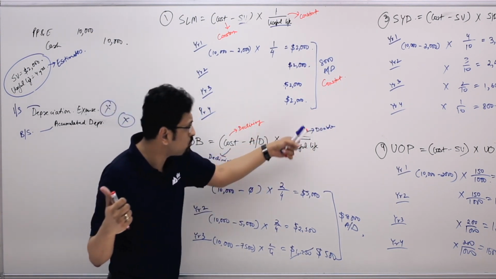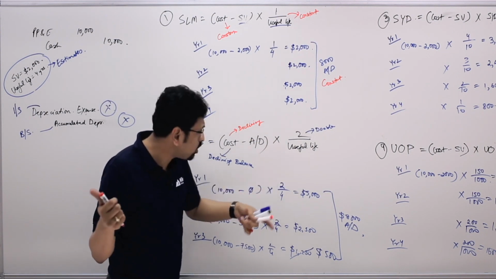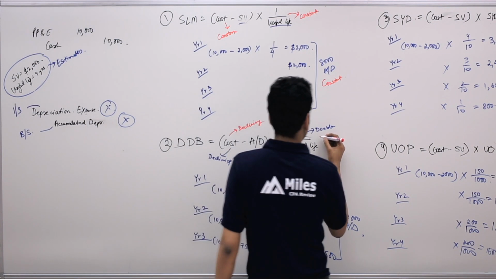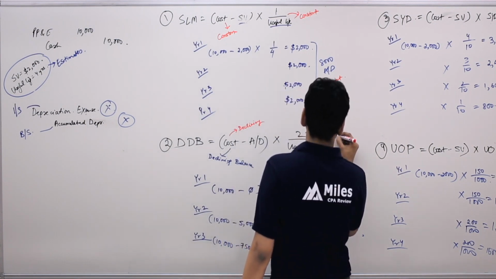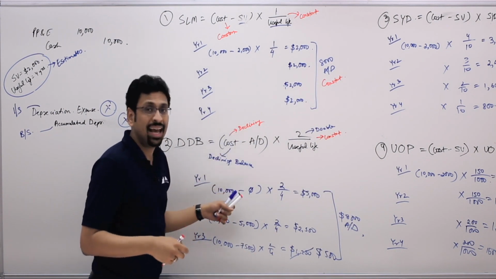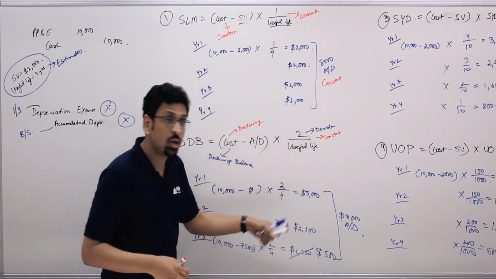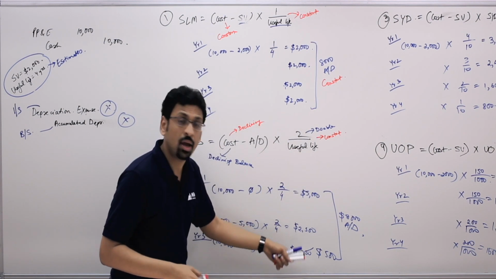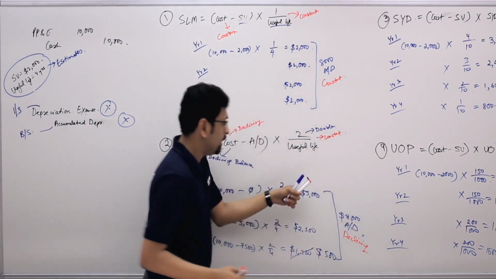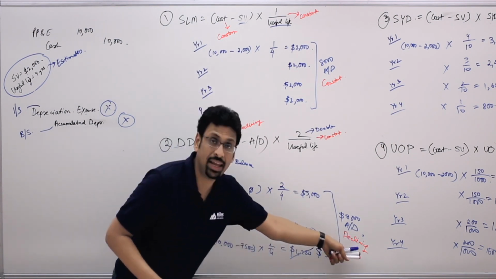Now 2 by useful life, though it's double, it's still constant across years. So we have 2 by 4, 50% across all years. So this one is constant. But because the base is declining, even though the rate is constant, we have a declining number for the depreciation amount across years. So the depreciation amount is declining.